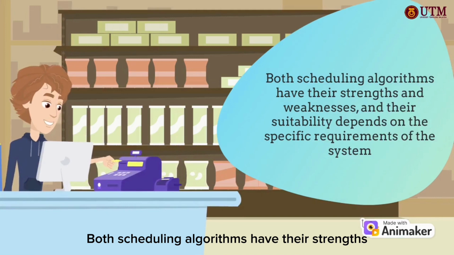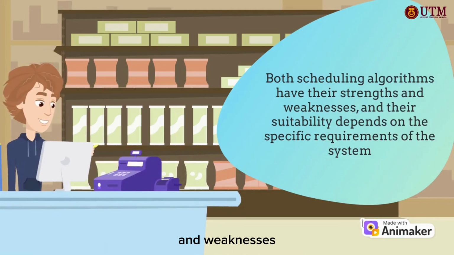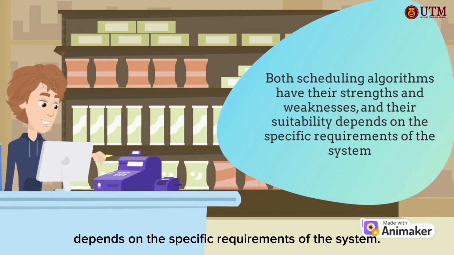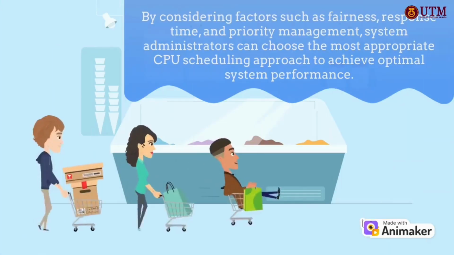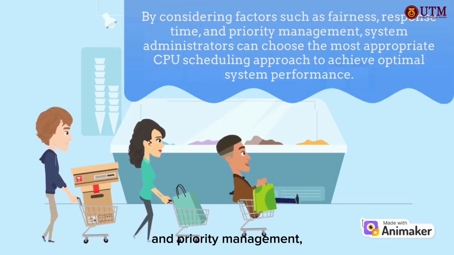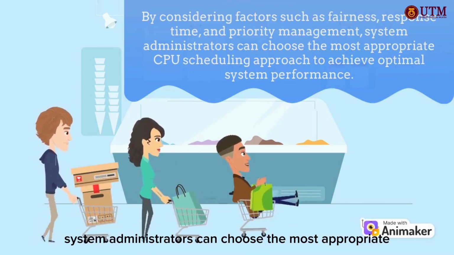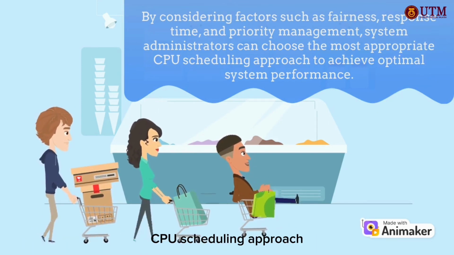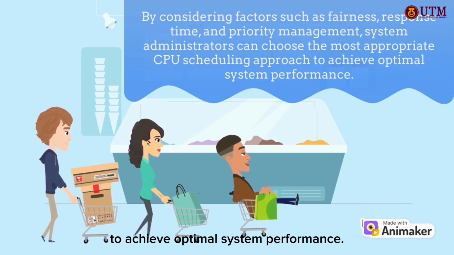Both scheduling algorithms have their strengths and weaknesses, and their suitability depends on the specific requirements of the system. By considering factors such as fairness, response time, and priority management, system administrators can choose the most appropriate CPU scheduling approach to achieve optimal system performance.